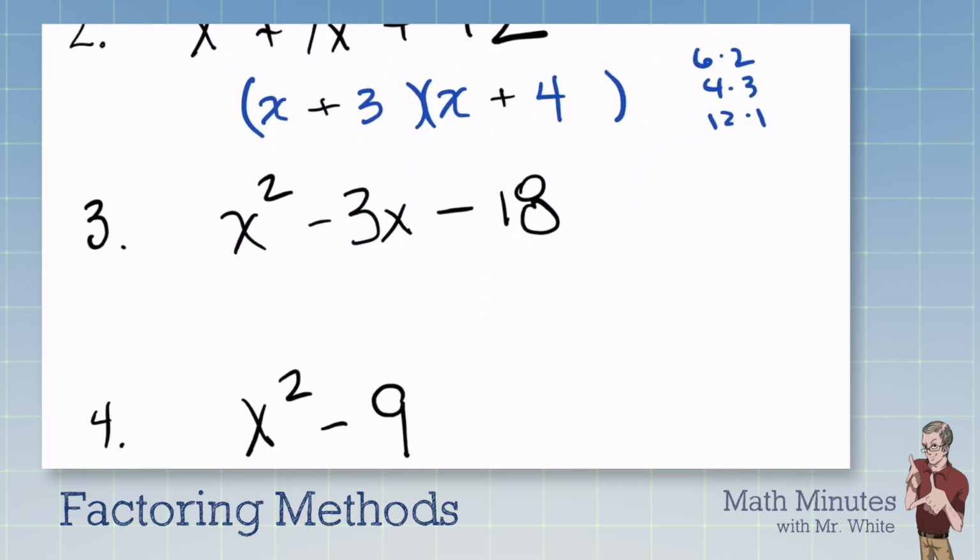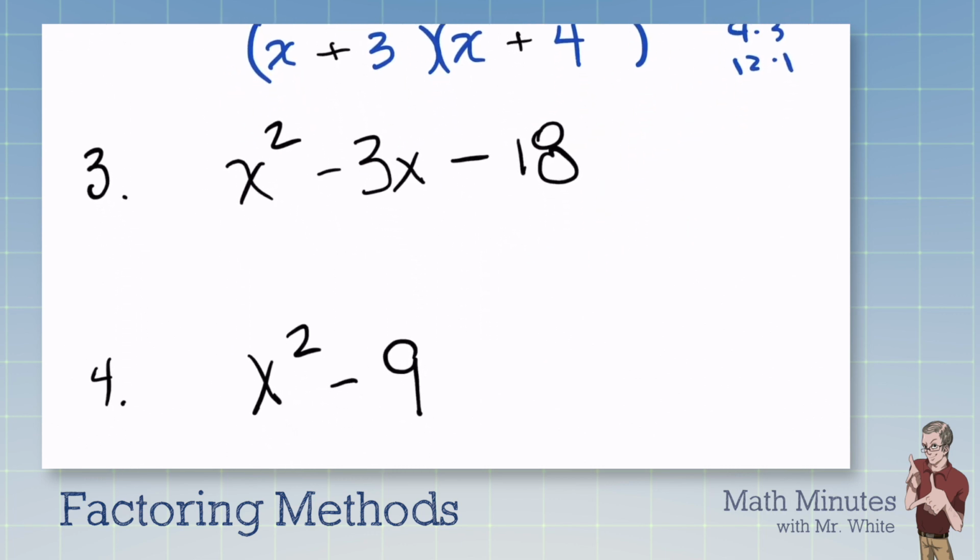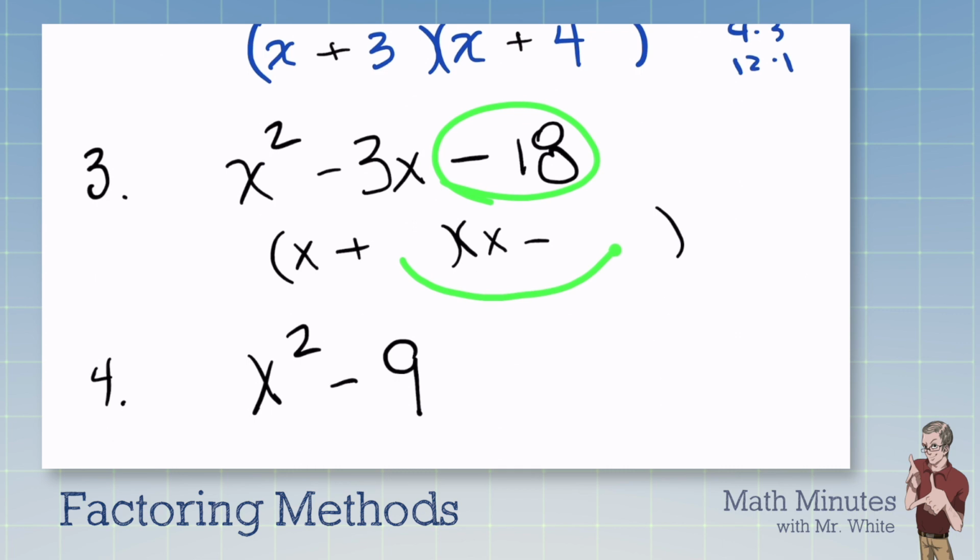So let's do another reverse FOIL question, this time with some negatives in here, and see how this works out. I think of this like a number riddle. It's got to be x and x. The only way you're going to make negative 18 by multiplication is by taking a positive times a negative, right, to make that negative. That's the only way it's going to work.